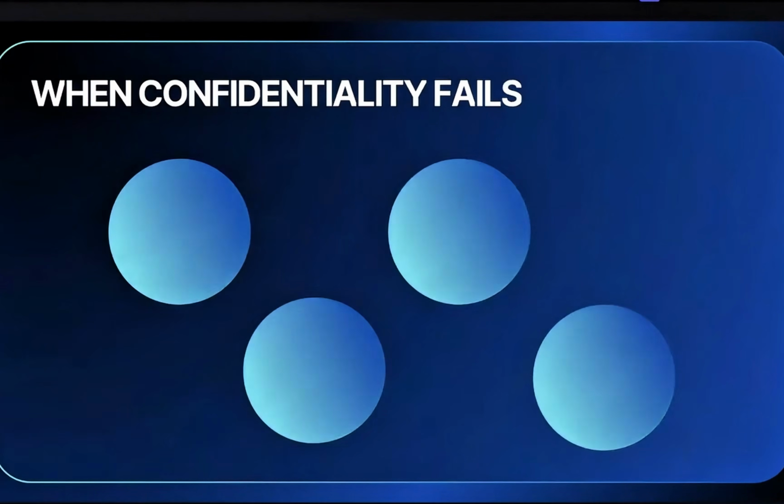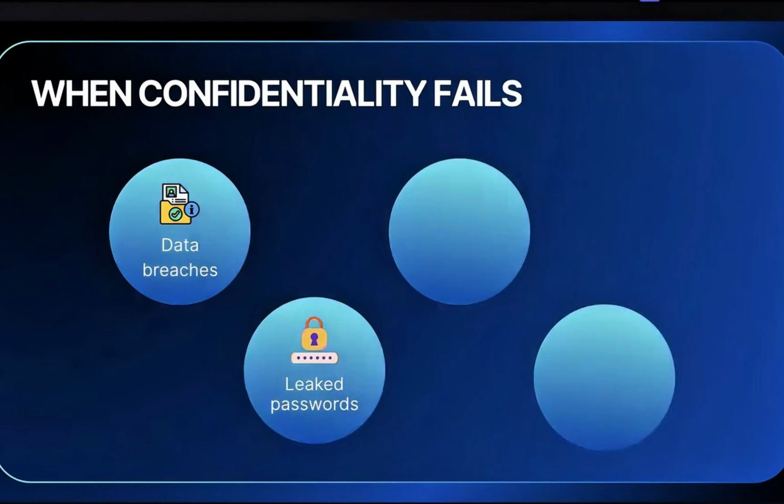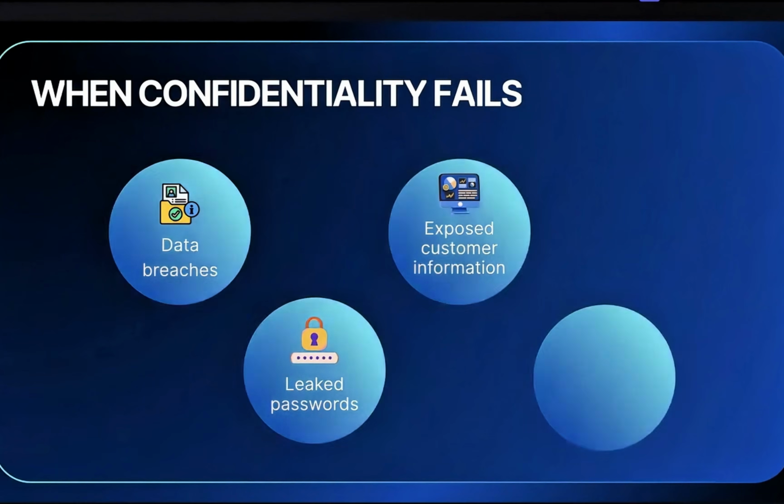So when can we say confidentiality has failed? Confidentiality fails when private information becomes exposed, because that's the essence of confidentiality. If information is exposed to people who should not see it, then we can say confidentiality has failed. Also, it has failed when data breaches reveal sensitive information. It has failed when leaked passwords allow unauthorized access. Confidentiality has as well failed when exposed customer data damages trust. Lastly, when privacy violations affect individuals and organizations.